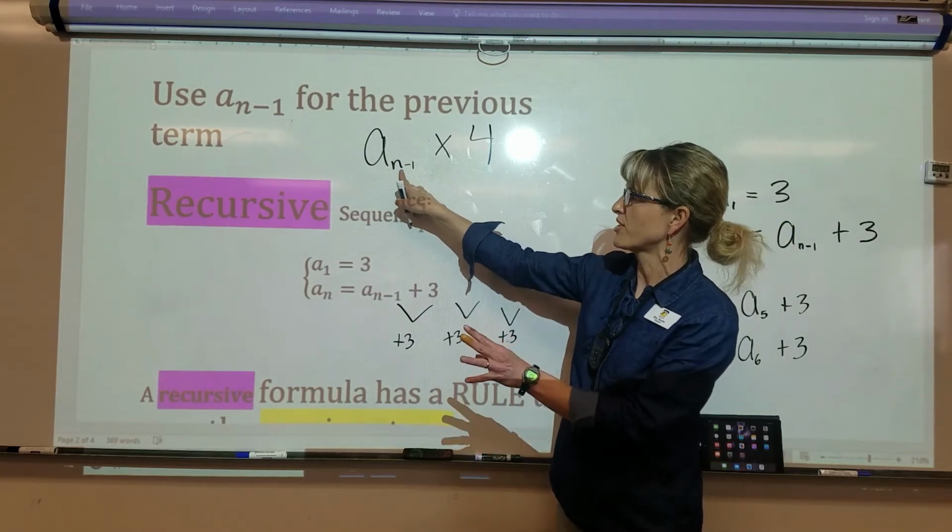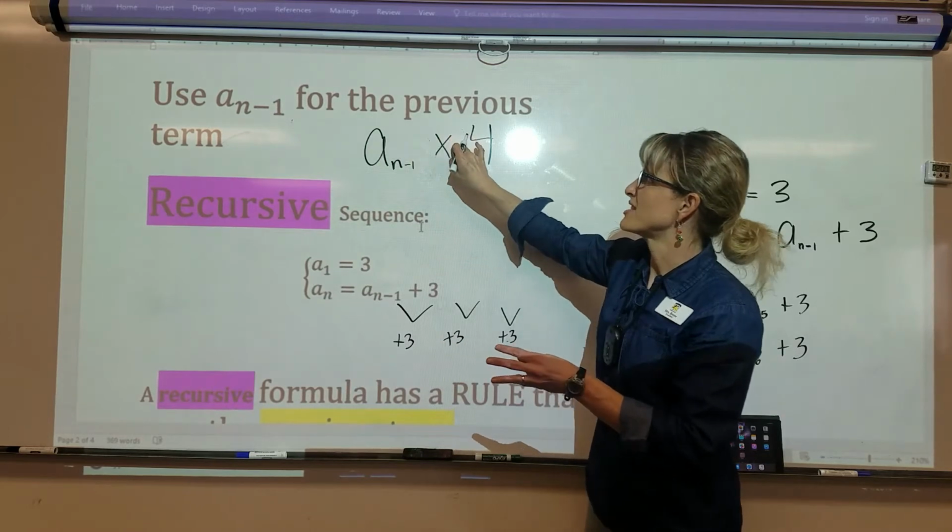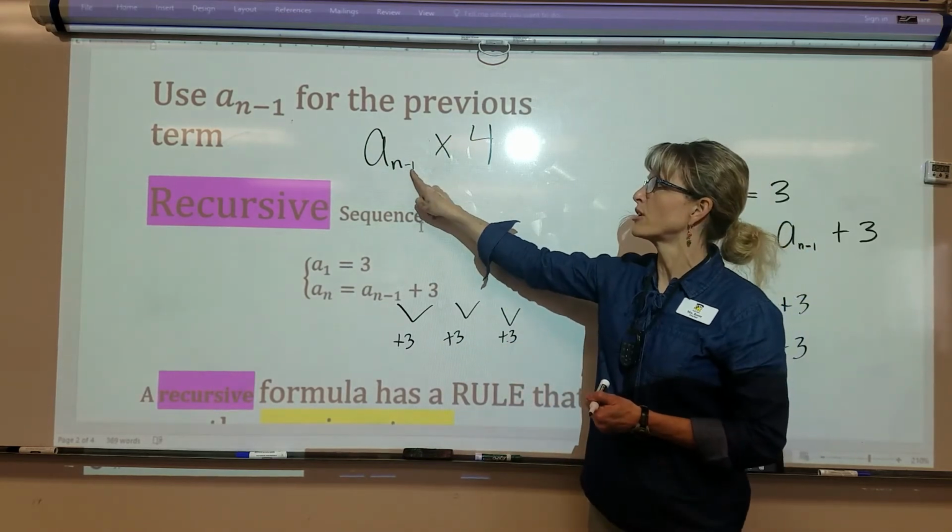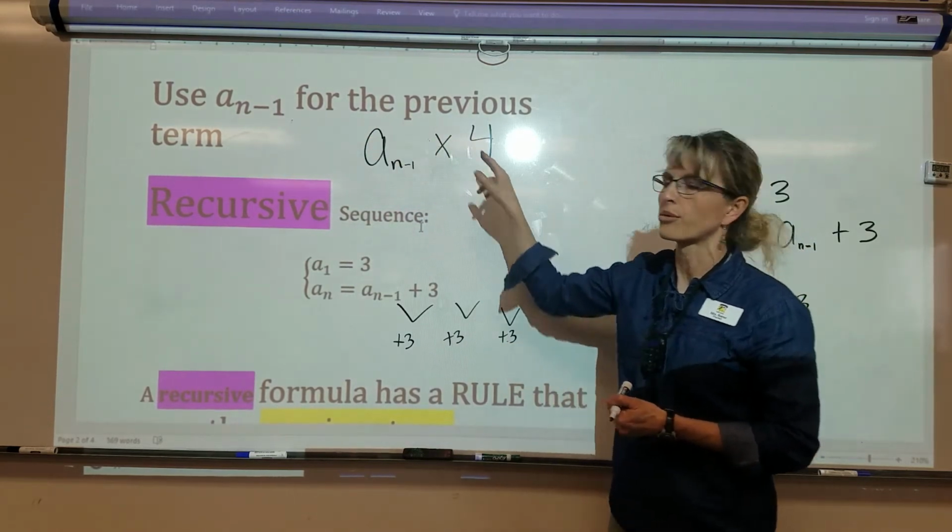So you know this is the previous term. Whatever that value is, times that whole thing by 4. You're not timesing the 1 by 4. You're timesing the whole thing by 4. All right, let's try one.